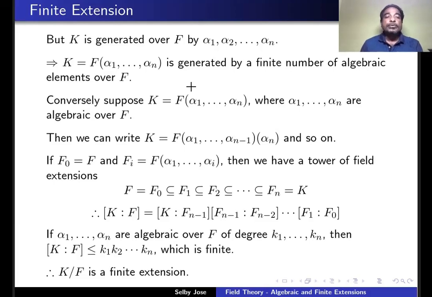Now conversely, suppose K is finitely generated by algebraic elements. That means K is equal to F(alpha 1, alpha 2, ..., alpha n), where the alpha i's are algebraic over F. Then we can write K equal to F(alpha 1, alpha 2, ..., alpha n-1)(alpha n), and so on. So if we begin with F0 equal to F and Fi equal to F(alpha 1, ..., alpha i), that means F1 is equal to F(alpha 1), F2 is equal to F(alpha 1, alpha 2), and so on.